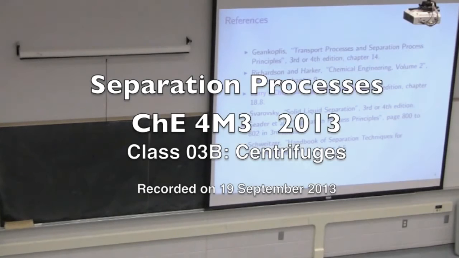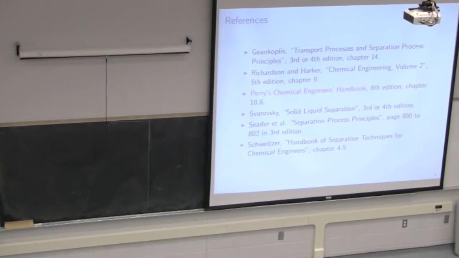We're starting a new section here, centrifuges. Centrifuges are just a continuation of the previous sections we've been looking at. So we've looked at mechanical separations of solids in liquids. We just mentioned gravitational settling. Then we looked a little bit at particle size distributions, because the concept of particle size distributions is going to be used here in this section. And now we're going on to centrifuges.